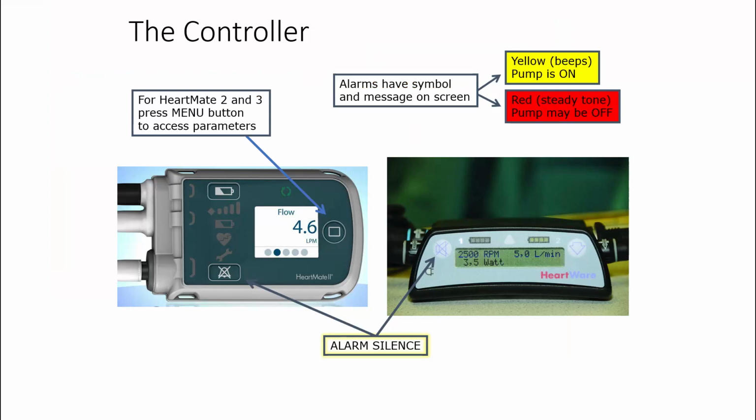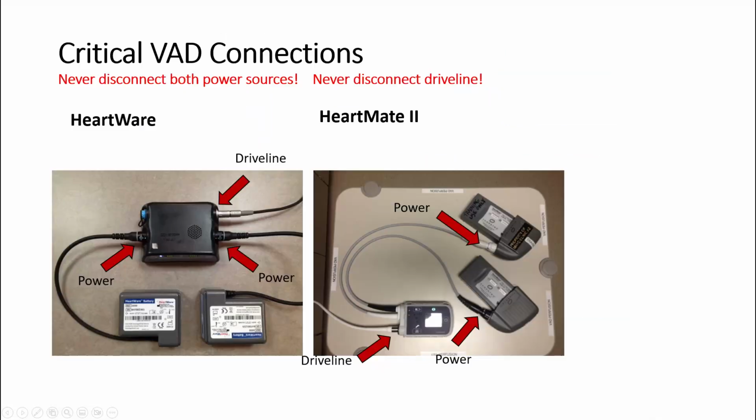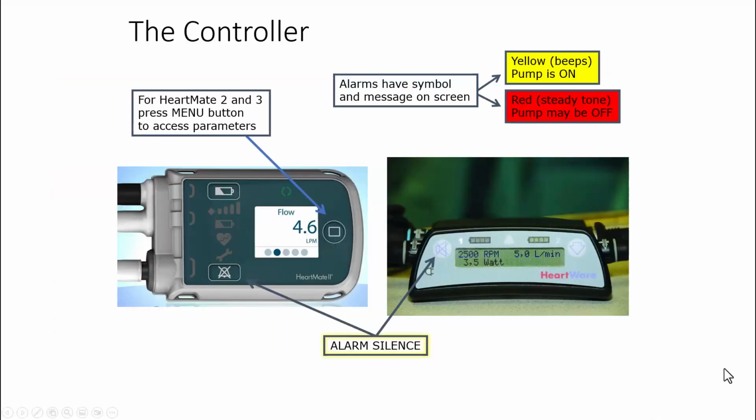Okay. Let's talk about the controller. Here we have 2 examples of a controller. This is the HeartMate 2. The HeartMate 3 looks almost identical. Here's the HeartWare. You'll notice there's an alarm silence button on each of these.